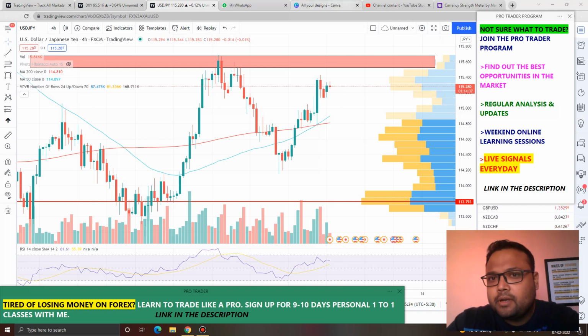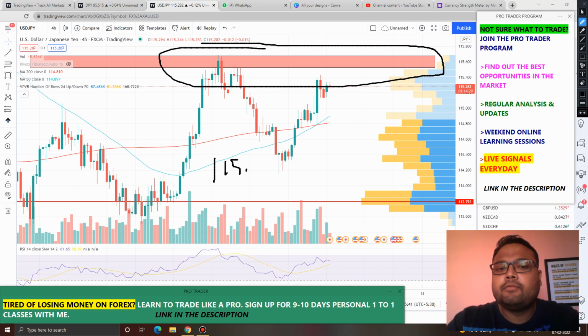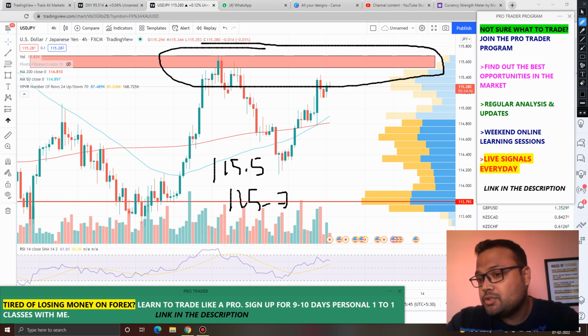Why is this level important? Why is the resistance important? Because we can see that the market has tried to cross the level previously, but the market failed. So it gives us the confirmation that yes, sellers are present in this level. 115.5 to 115.7 is a seller's zone in the market.